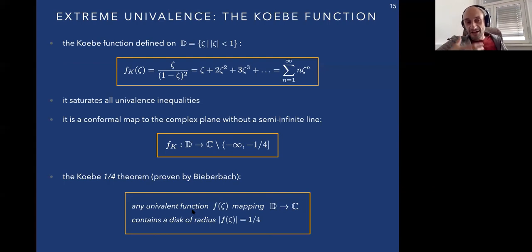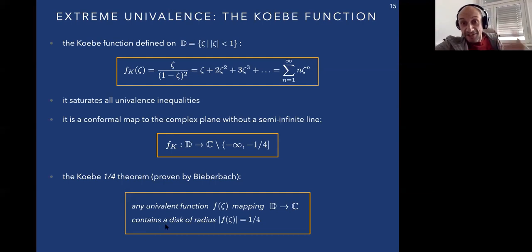It has another very nice property, that it conformally maps a disk to the complex plane without a cut, all right? So this function maps D to C without a line from minus infinity to minus a quarter. This is related to another very famous theorem, called the Koebe 1/4 theorem, which was proven by Bieberbach. So this is all kind of the same people, and it has a fascinating statement, which I think will be important in the future, but not for today.